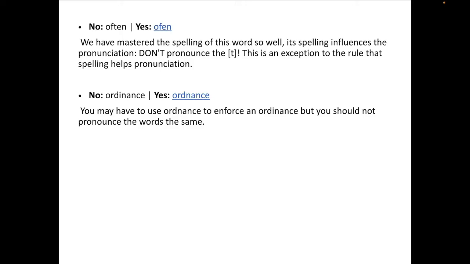It is not "ordnance," it's "ordinance." You may have to use the word ordnance to enforce an ordinance, but you should not pronounce the words the same. Ordnance is a factory or a place where ammunition is prepared.